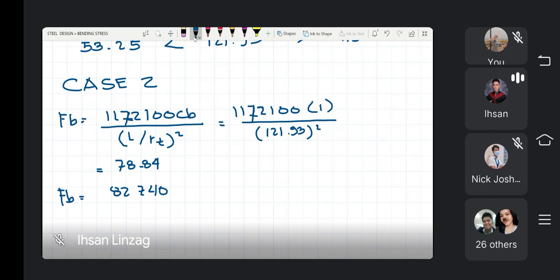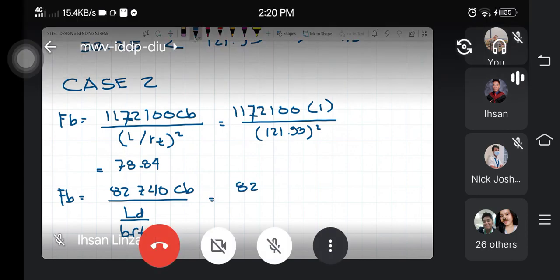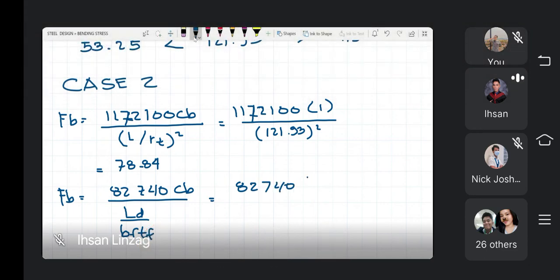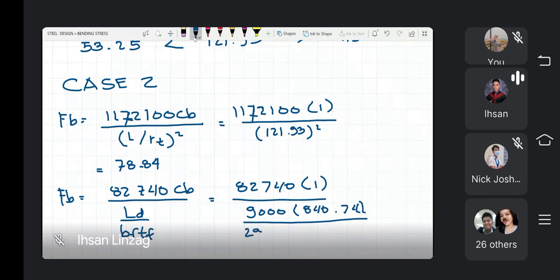Dalawa kasi yung value ng allowable bending stress dito. Whichever gives the bigger value, yun yung ating kukunin. Again, kapag nagpa-practice kayo, write down nyo lang tong mga formula, ang sa ganon, ma-familiarize nyo. Ang L natin is 9,000. Ang D natin is 840.74. Ang BF natin is 292.354. Then ang PF natin is 21.717.